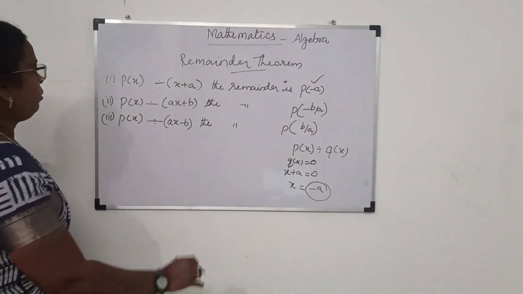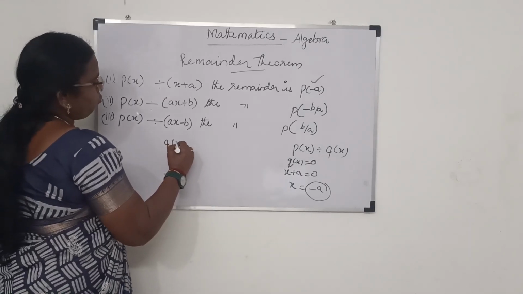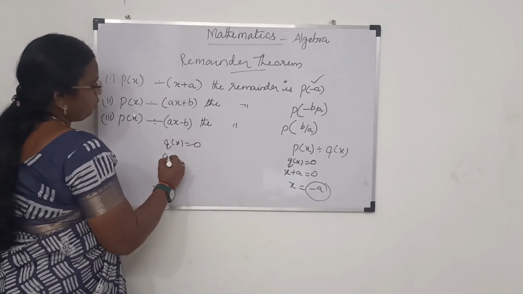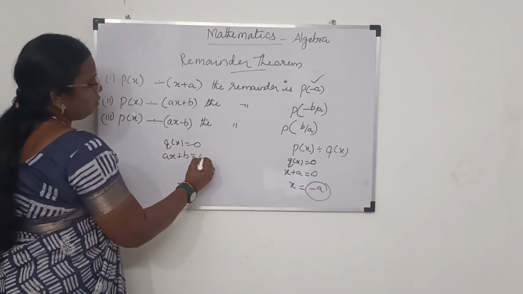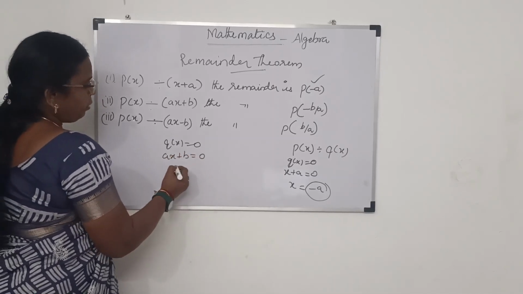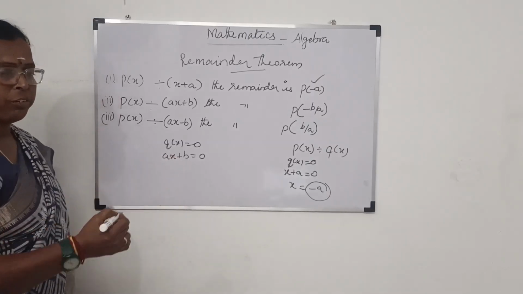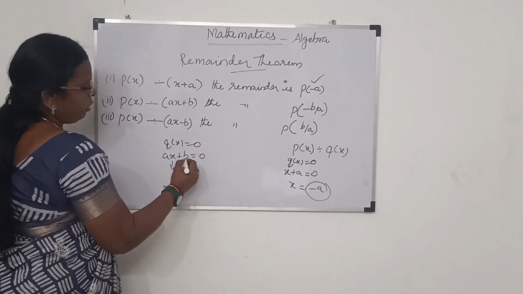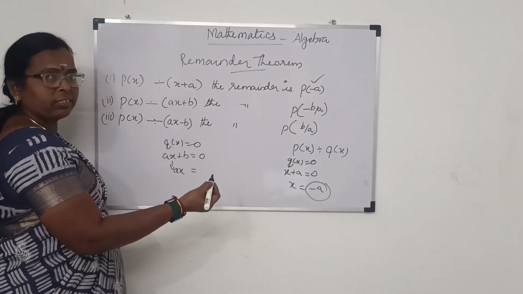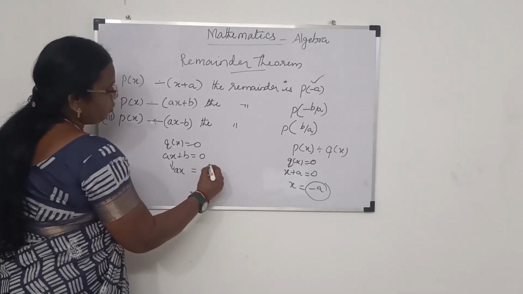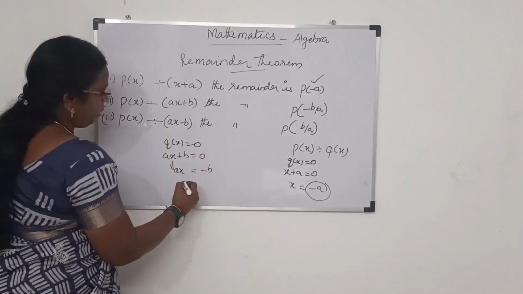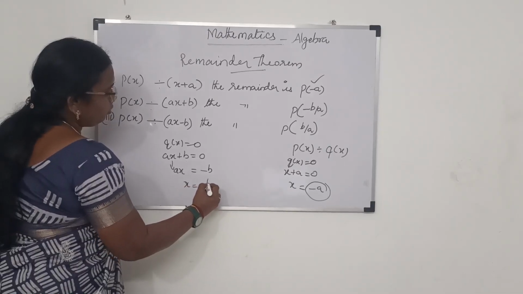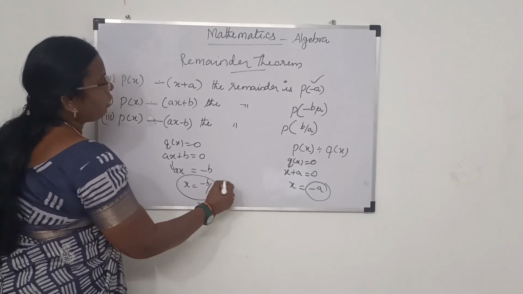Again the second one, the same thing. That is q of x is equal to 0, that means ax plus b is equal to 0. This x value only we are going to substitute. So keep ax on the left hand side and take b to the right hand side of the equal sign. It will be changed as minus b. So x is equal to minus b by a.